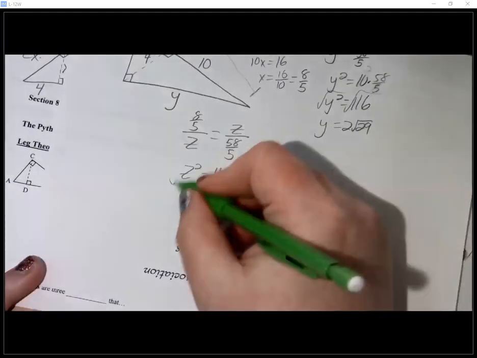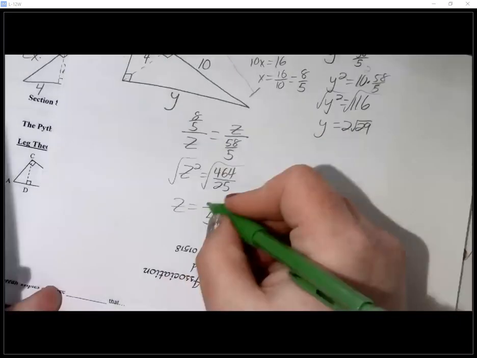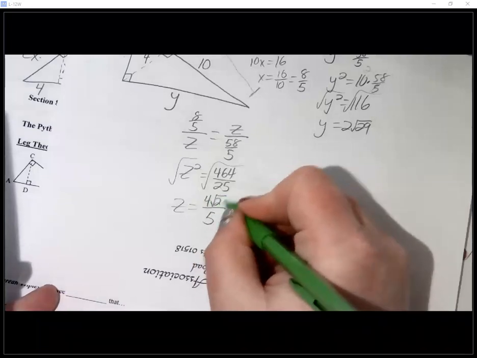Take the square root of both sides. We get lucky with the denominator. So that's just going to be 5 on the bottom. What goes into 464? Obviously 4 does. 16 goes in. So 464 divided by 16 is 29. So I get 4 root 29. How about that? Did you get it? No? Do you know where you went wrong? Did you have the proportion right? Oh, that's why.